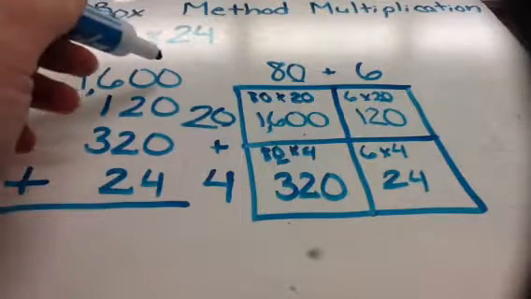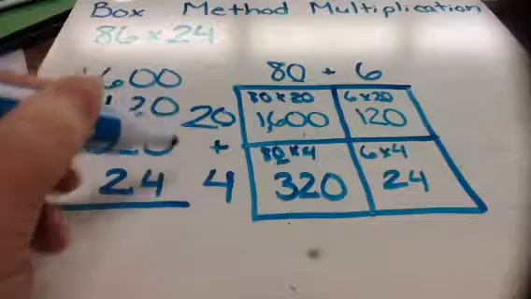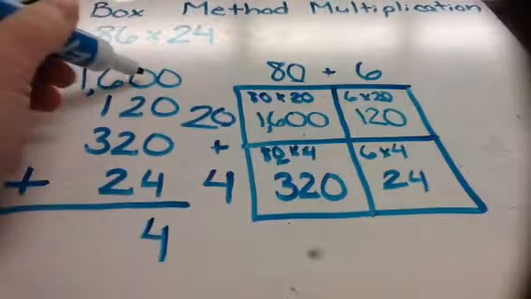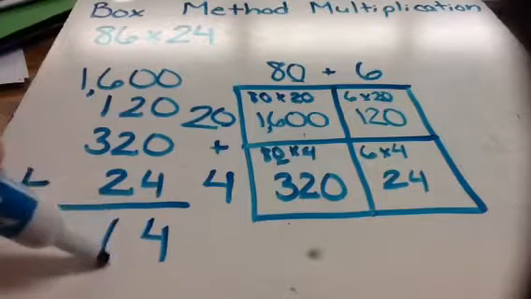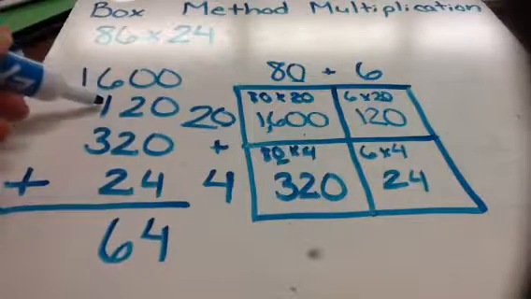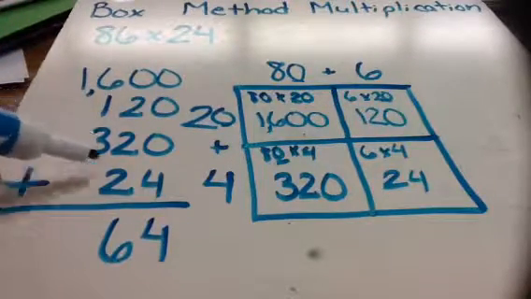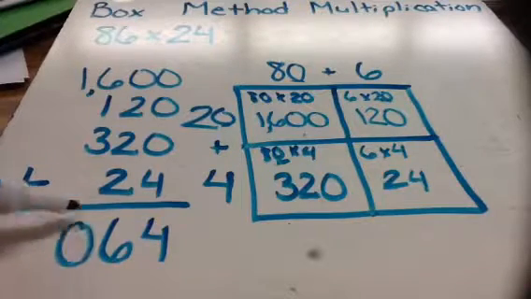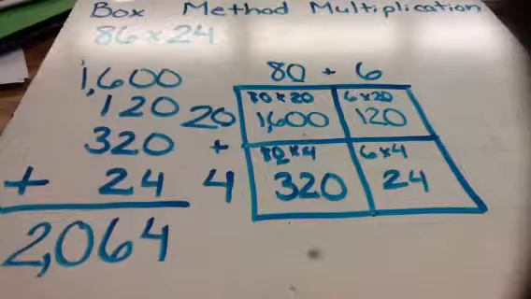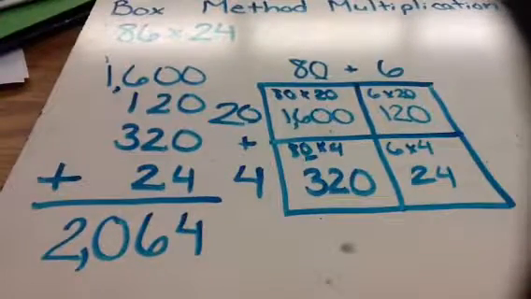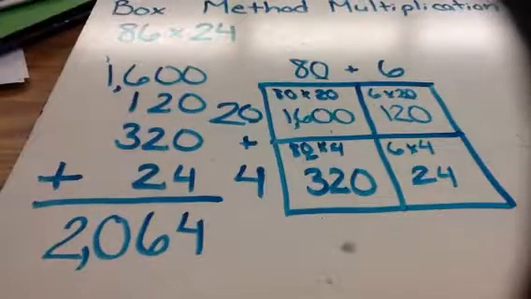So if I add 0 plus 0 plus 0 plus 4, I get 4. 0 plus 2 more is 2, plus 2 more is 4. 4 plus 1 is 5. Plus 3 more is 8. Then 1 plus 1 is 2. My final answer for 86 times 24 is 2,064.